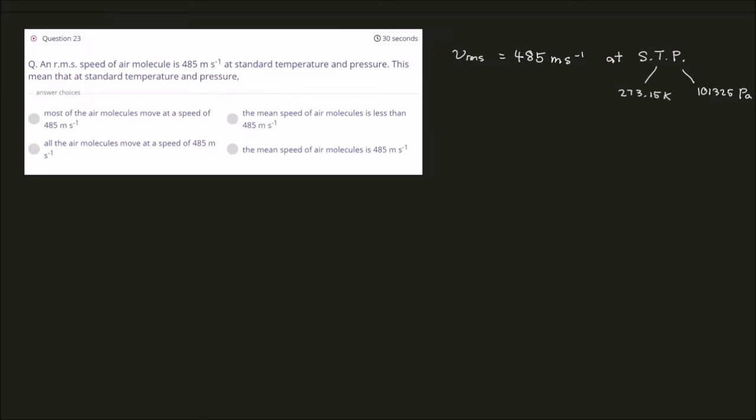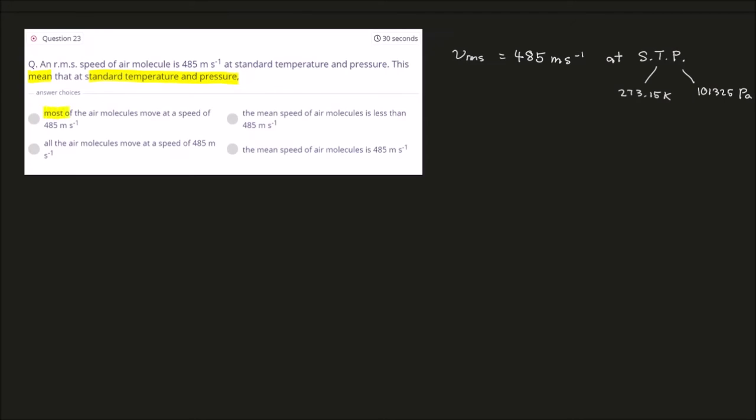So the question asks, at standard temperature and pressure, you to fill in the continuous sentence. So it means that we have to read what the question is asking and what the options given are. They say most of the air molecules move at the speed of 485, or all the air molecules move at the speed of 485, or the mean speed of air molecules is less than 485, or the mean speed of air molecules is 485. So there's a slight difference between all the sentences.